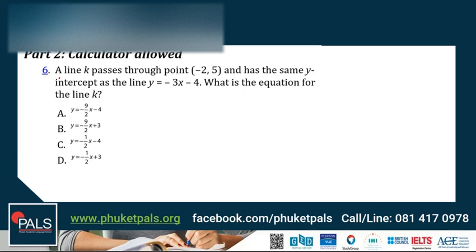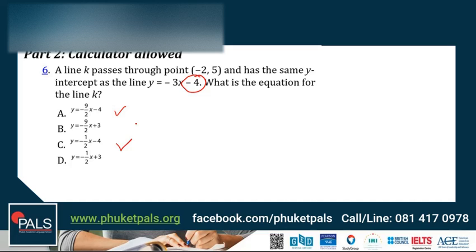Part 2, calculator allowed. Number 6. A line K passes through the point (-2, 5) and has the same y-intercept as the line y equals -3x minus 4. What is the equation for the line K? Now, it has the same y-intercept as the line y equals -3x minus 4. So the y-intercept is minus 4. So based on the choices, we have already two possible answers, A and C.